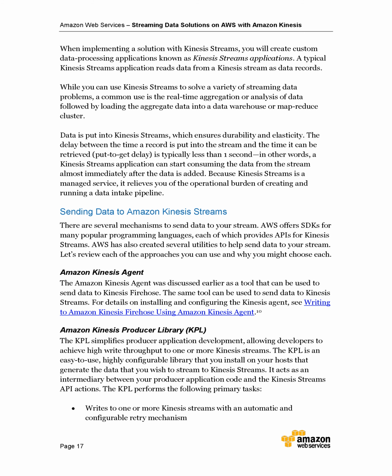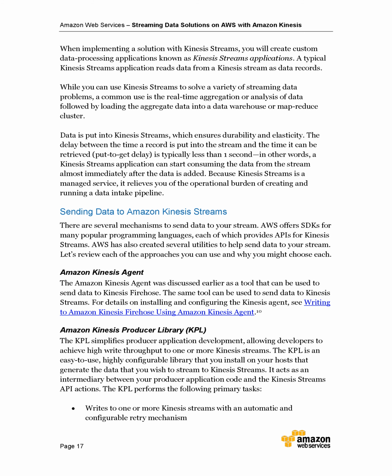Amazon Kinesis Producer Library, KPL. The KPL simplifies producer application development, allowing developers to achieve high write throughput to one or more Kinesis streams. The KPL is an easy-to-use, highly configurable library that you install on your hosts that generate the data that you wish to stream to Kinesis streams. It acts as an intermediary between your producer application code and the Kinesis Streams API actions.